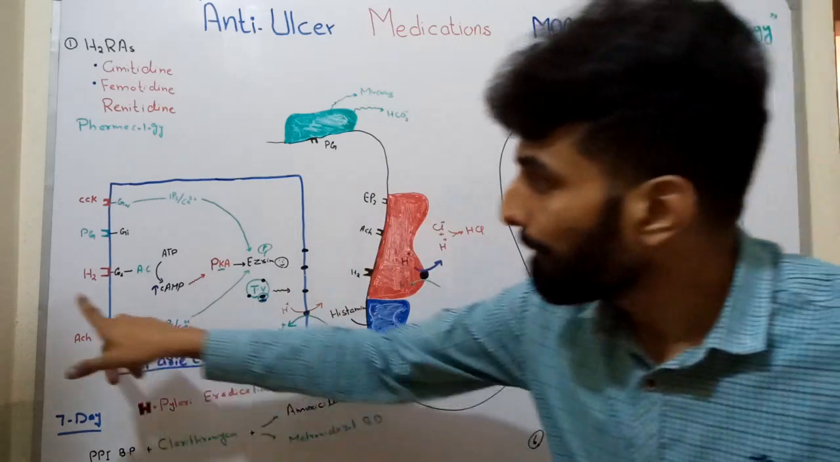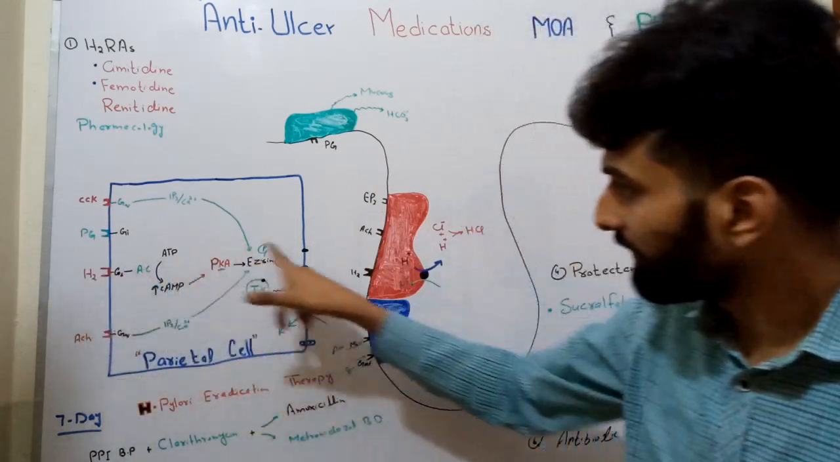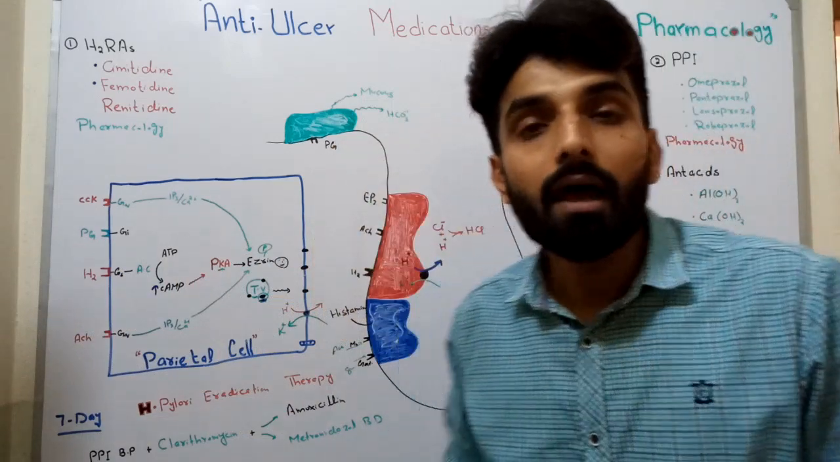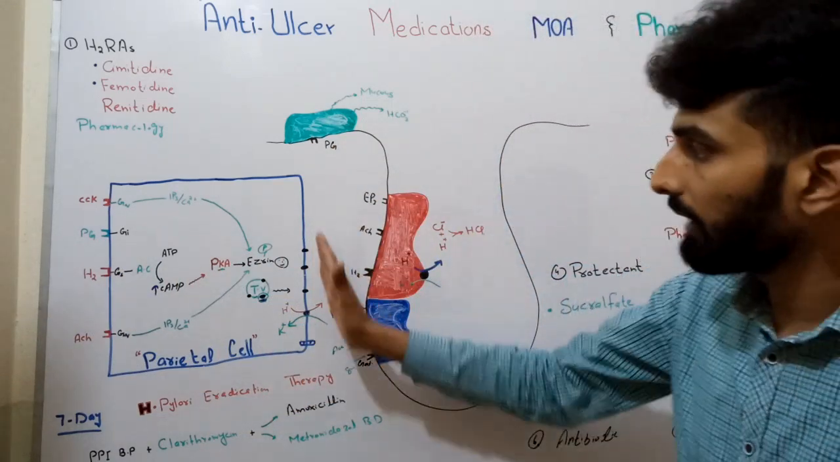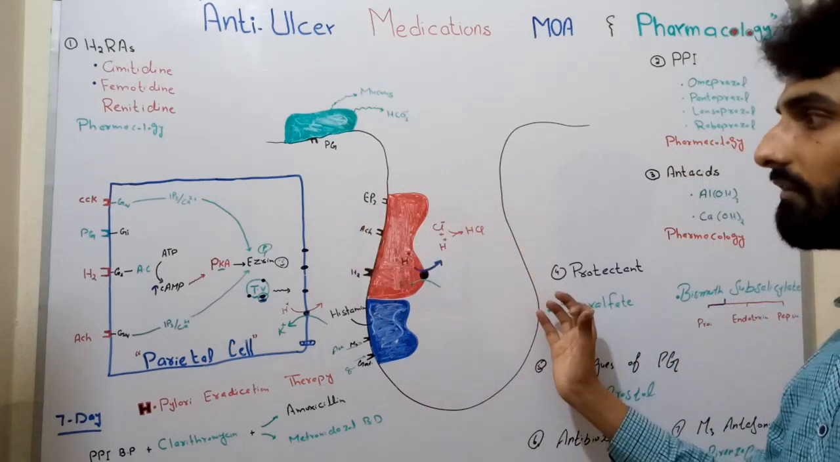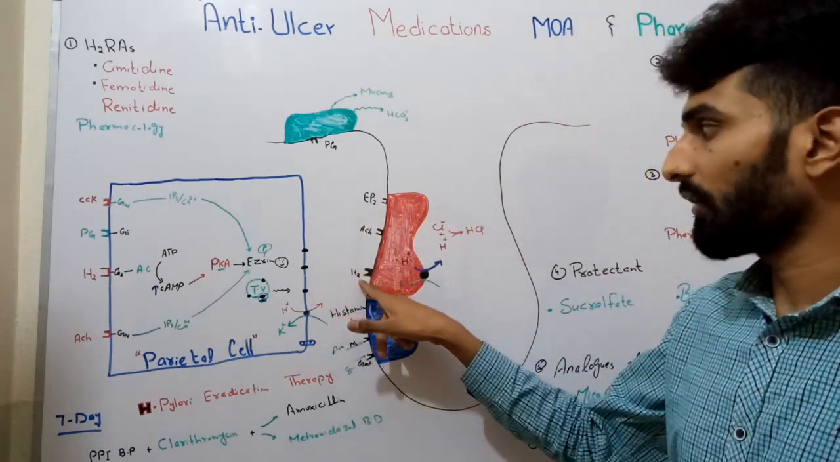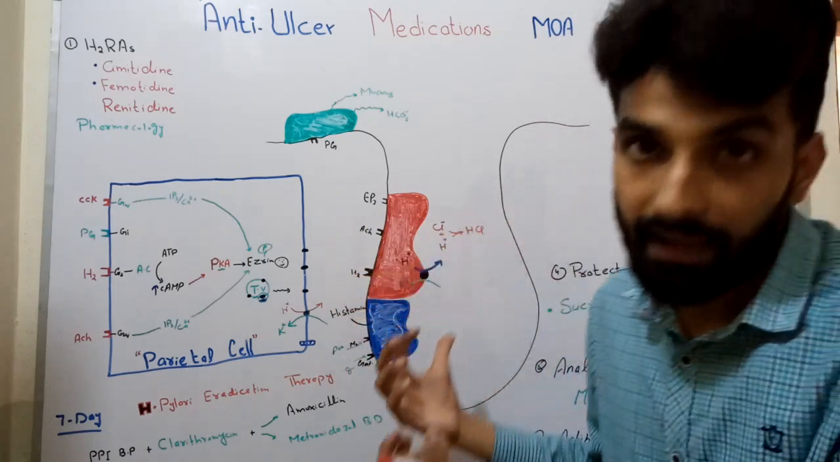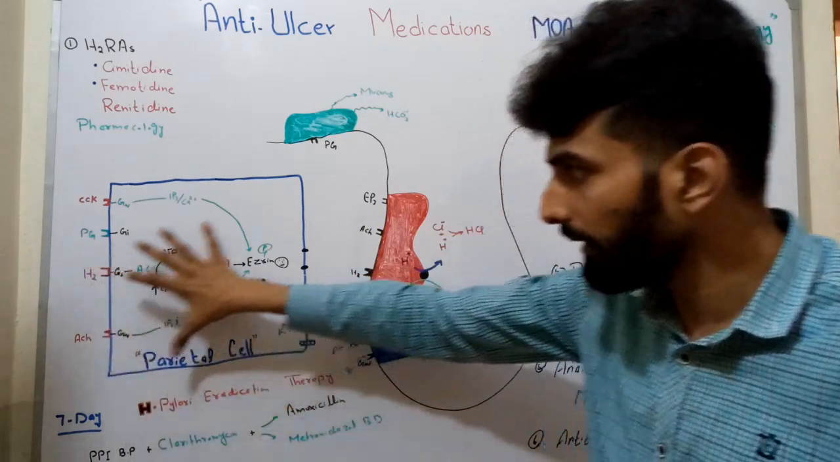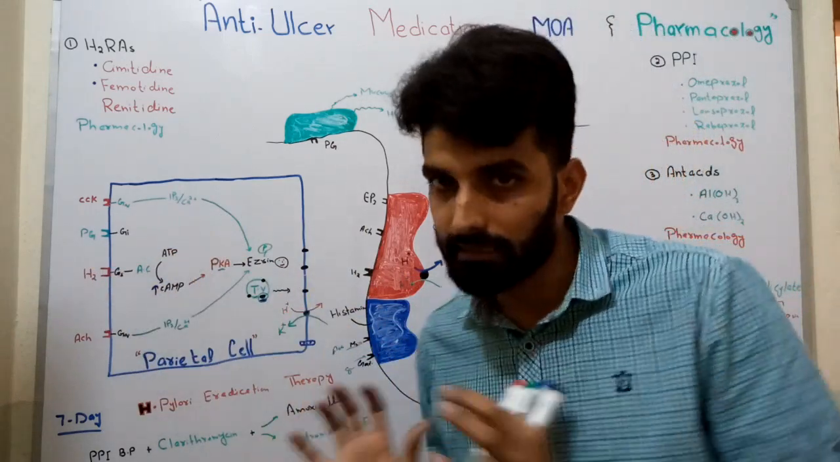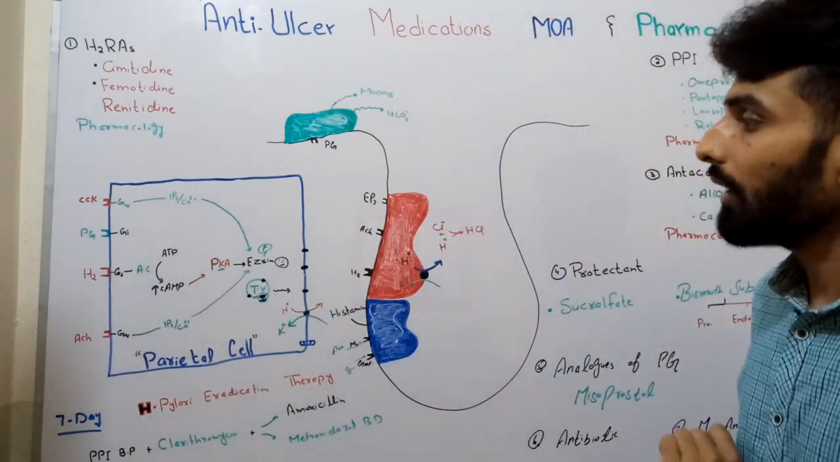So it means binding of histamine is basically increasing the number of proton pumps on the parietal cell membrane, and when there will be more proton pumps, more acid will be released. So we can see that histamine, when it acts on its receptor, will increase acid secretion. How acid secretion is increased, I have explained with the help of the cellular mechanism.